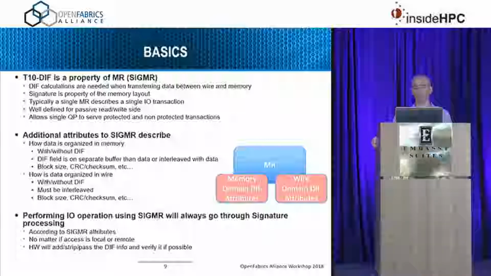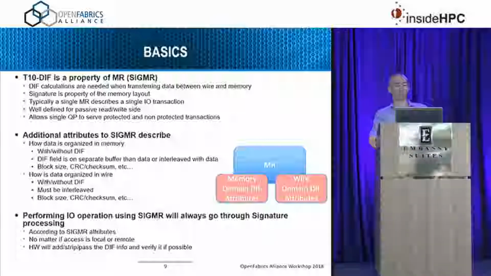Typically, in the storage use case, a single memory region and key describe a single IO transaction. So it fits well. So we can have signature property per transaction. Also, once we thought it through, we were thinking, should this signature operation be a special WQE, a special opcode of a post-send, or a memory region property?